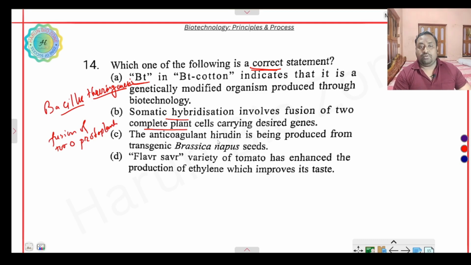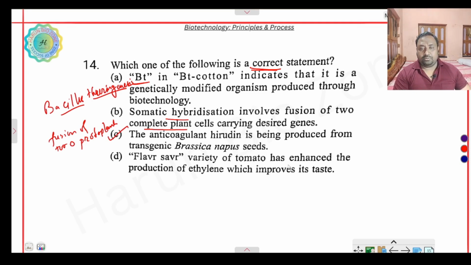The anticoagulant hirudin is being produced from transgenic Brassica napus seeds. Hirudin is actually from the leech. Hirudin genes are isolated and introduced into Brassica napus. So when we eat the oil from Brassica napus, it helps as an anticoagulant in our body. So this is the correct option.